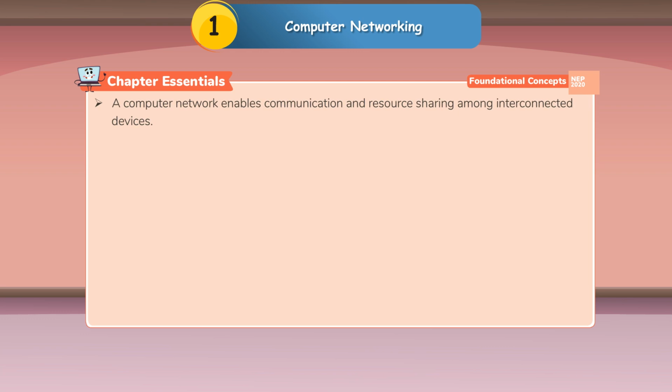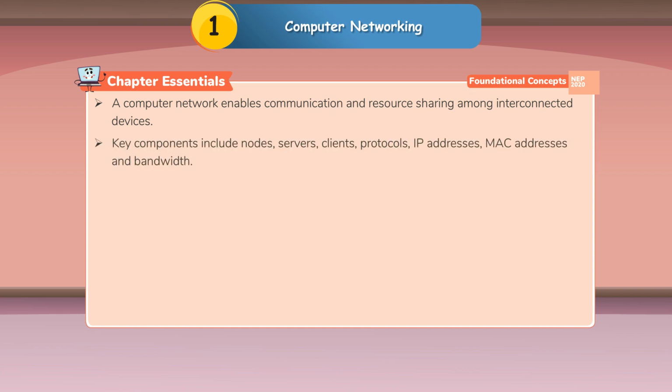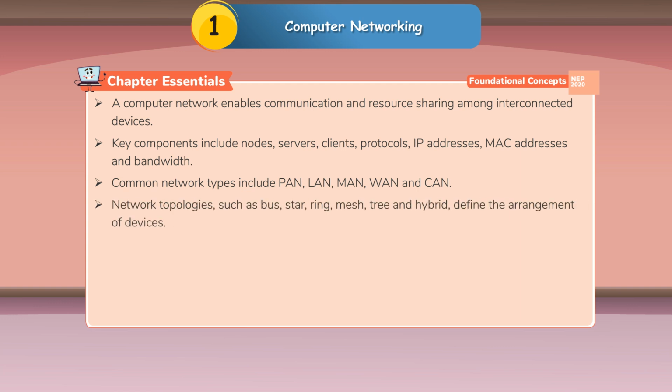Chapter Essentials. A computer network enables communication and resource sharing among interconnected devices. Key components include nodes, servers, clients, protocols, IP addresses, MAC addresses, and bandwidth. Common network types include PAN, LAN, MAN, WAN, and CAN. Network topologies such as bus, star, ring, mesh, tree, and hybrid define the arrangement of devices.